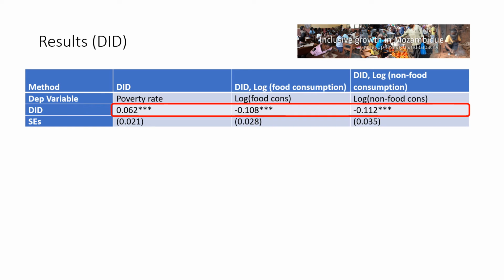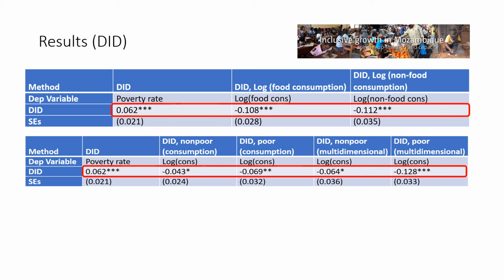When trying to look into more depth, what we see is that while there seems to be a higher impact on non-food consumption, that actually is within the confidence interval of both food consumption and non-food consumption. So one could not actually make an assumption that there is a stronger effect on non-food consumption. What we do find is an estimated increase in poverty of 6.2%.